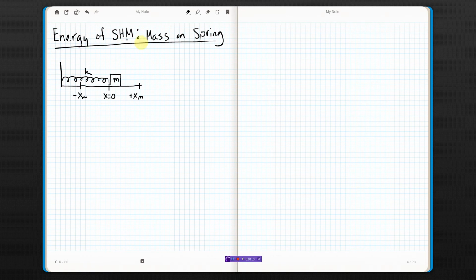Now let's talk about the energy of a mass on a spring oscillating under simple harmonic motion. So I've got the same mass m, on a spring with spring constant k, and it oscillates back and forth between xm positive and negative. So it's going woo, woo, like that.